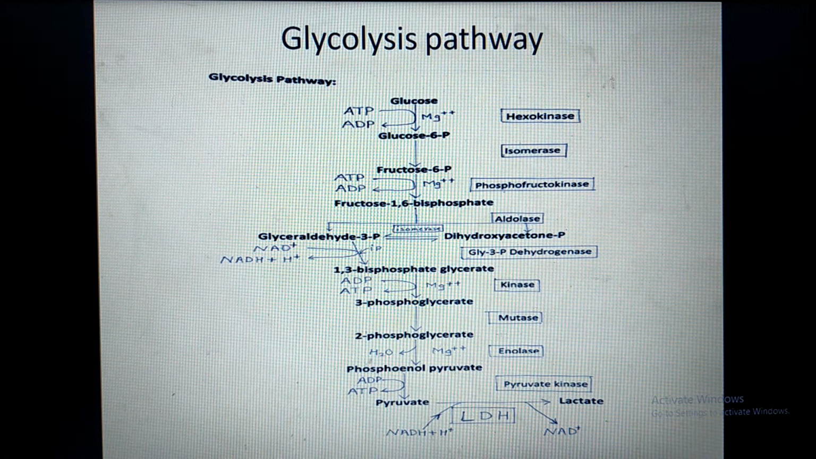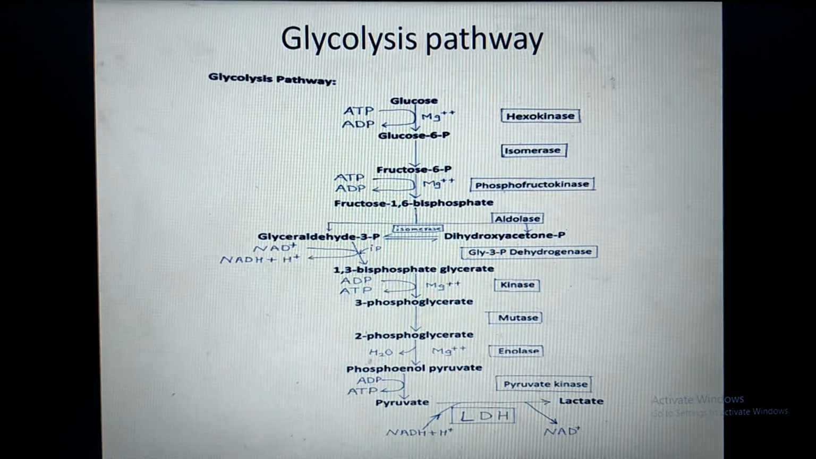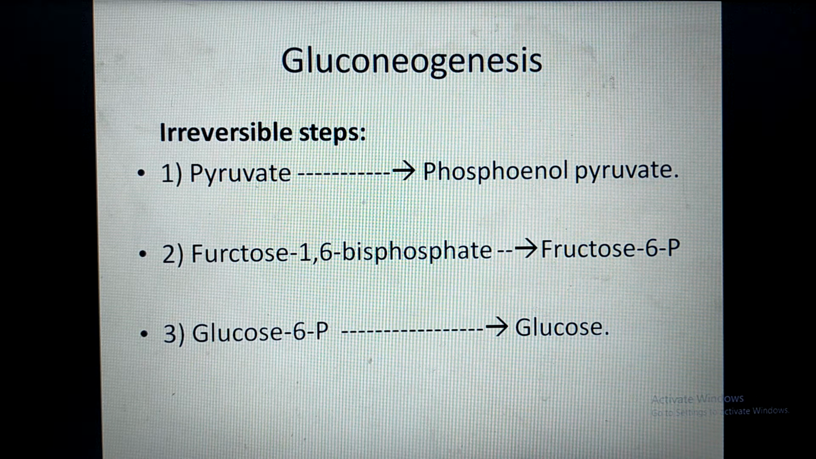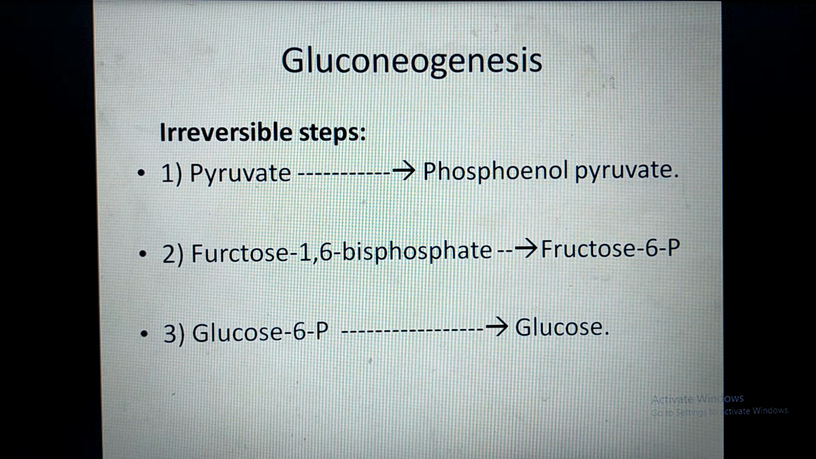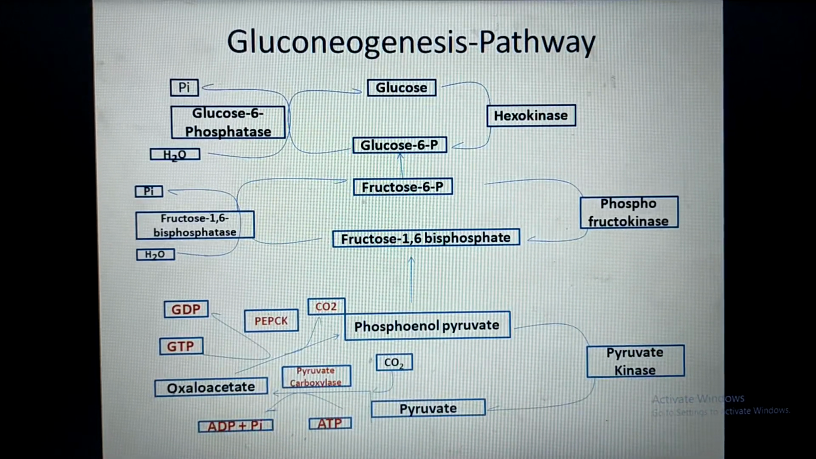In gluconeogenesis, the majority of the steps are a reversal of glycolysis, except these 3 steps, where pyruvate is converted into phosphoenol pyruvate, fructose 1,6-bisphosphate is converted into fructose 6-phosphate, and glucose 6-phosphate is converted into glucose. Except these 3 steps, the remaining steps of gluconeogenesis are just a reversal of glycolysis, and we have already studied the pathway of glycolysis. Therefore, we will not study the remaining steps. We will study only these 3 irreversible steps of gluconeogenesis.